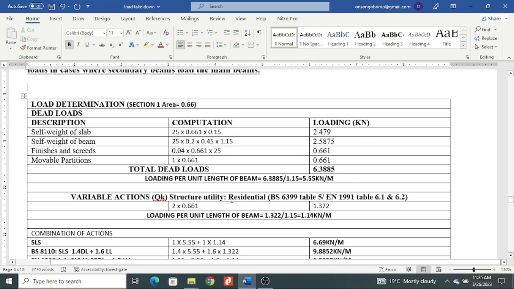After determining this, I divide by the total length of my beam so that I can get loading per meter, and I have 5.55 kilonewtons per meter.